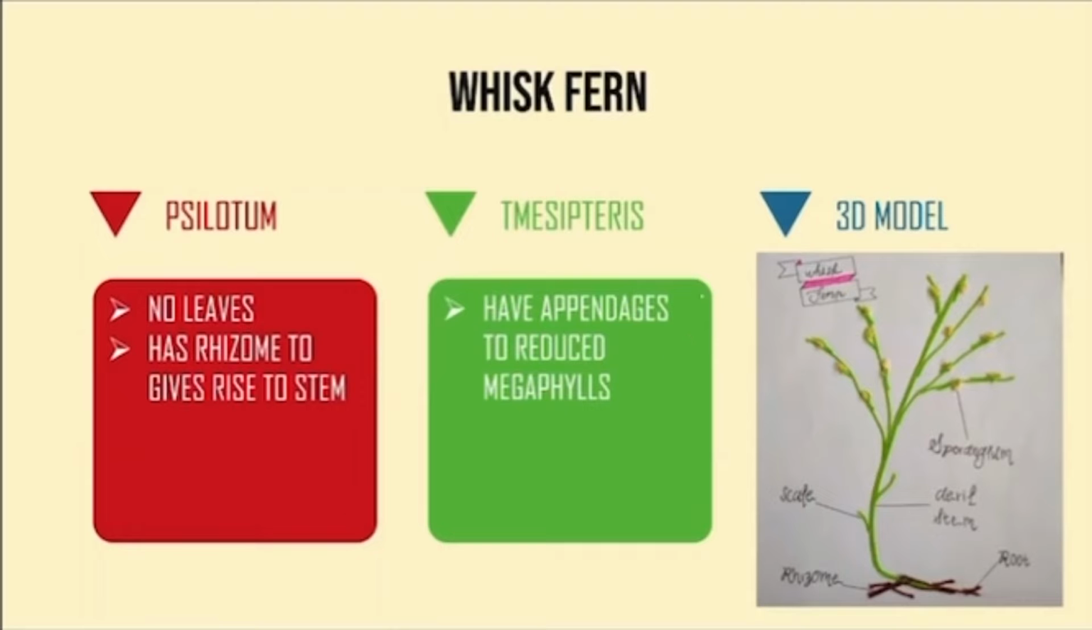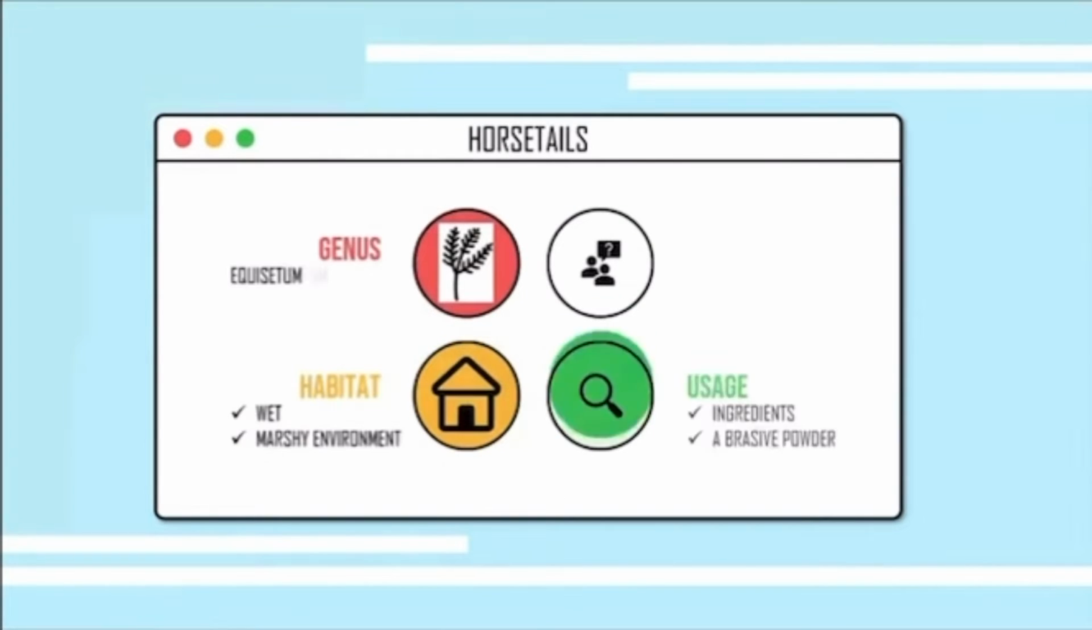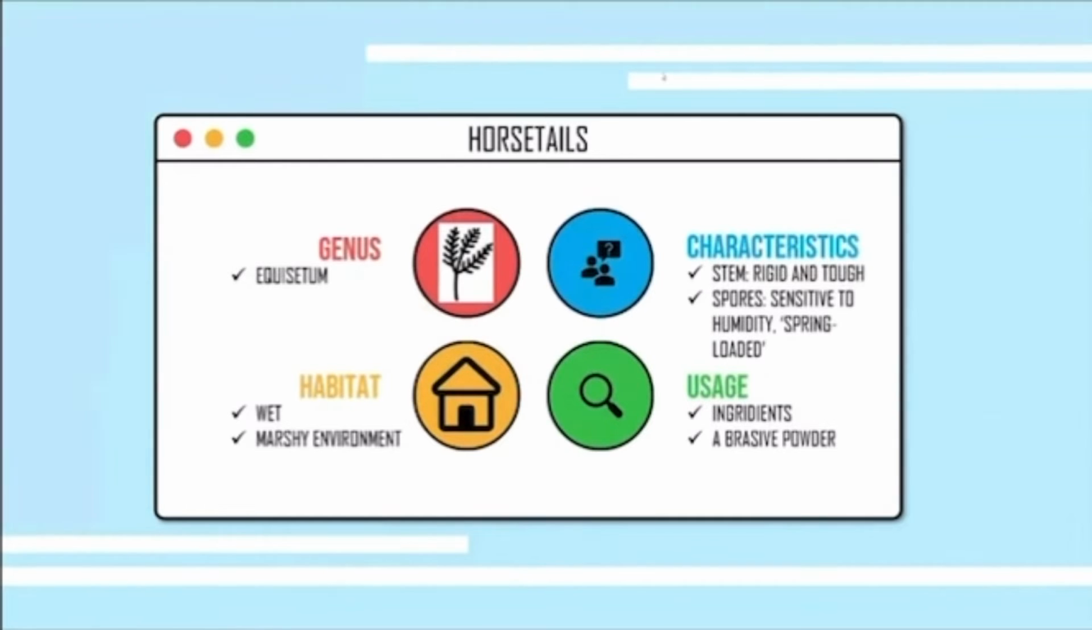And then this is the 3D model which has been made by my group mate, Ismahani. So this is the sporangium, the yellow one, and then the cleft stem, and the scale, and the rhizome, and the root.